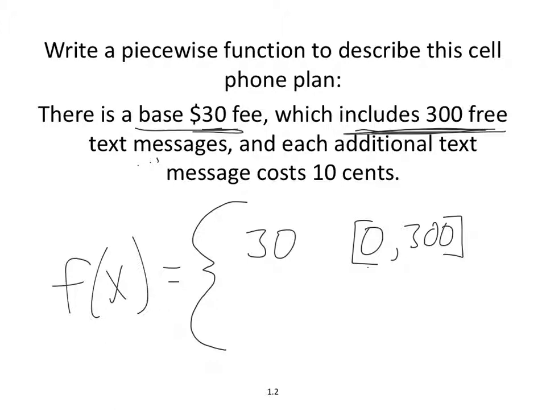So I could write it like mx plus b, and that's what I'm reading. So 0.1x plus that $30, and we're going to use that for 300 to infinity. And of course we have an open bracket at infinity. Okay, so that's that problem.